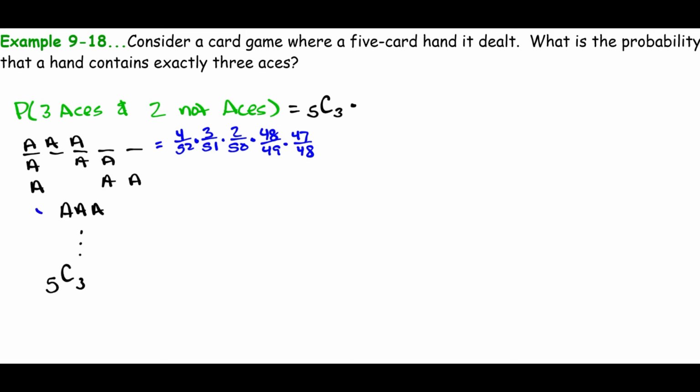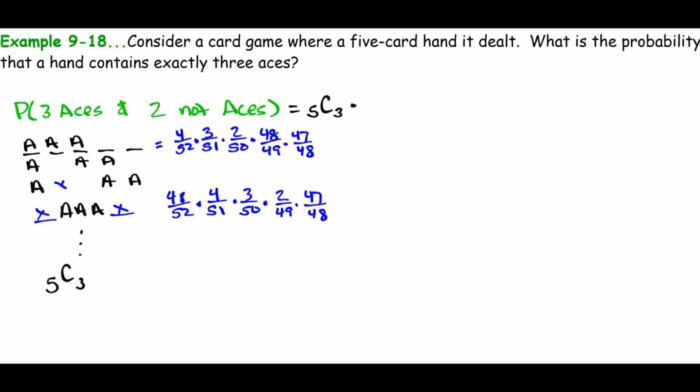Now let's look at this one where it's not an ace, then 3 aces, and then not an ace. This one is not an ace, so that's 48 out of 52, times 4 out of 51, since there are still 4 aces in there. Then this one's an ace, so now there's only 3 aces left, so 3 out of 50, and then 2 out of 49. Then not an ace; we already used 1 non-ace, so this is 47 out of 48. Although the numbers are in a different order, we still have a 4, a 3, a 2, and then a 48 and a 47.